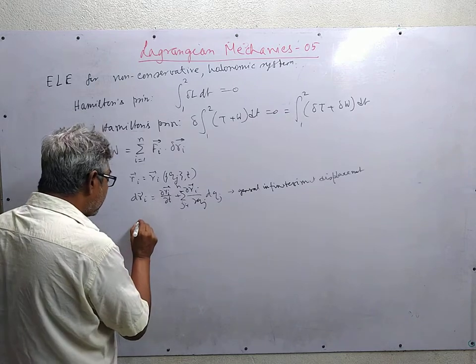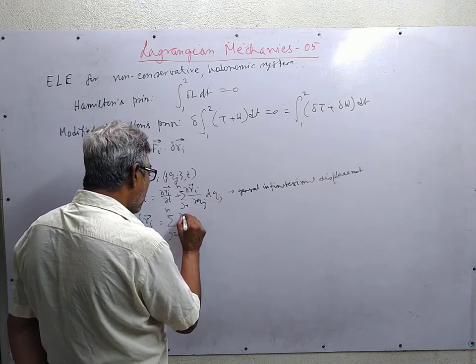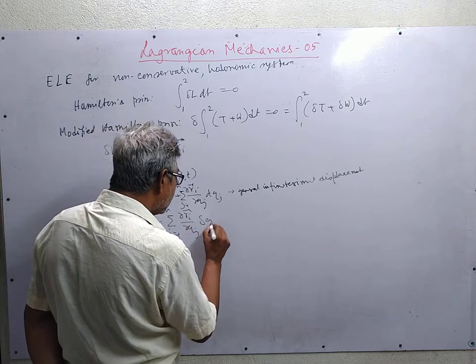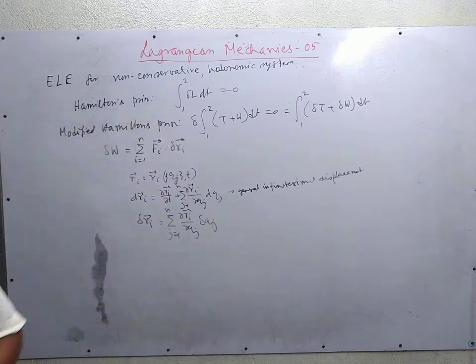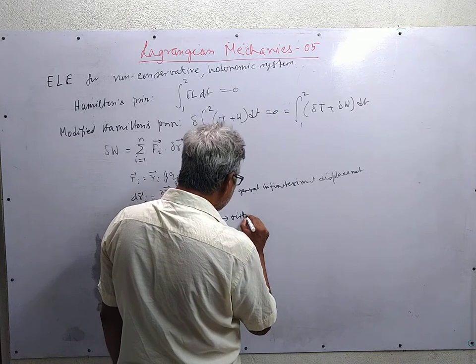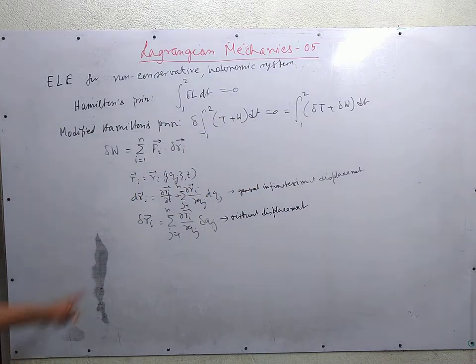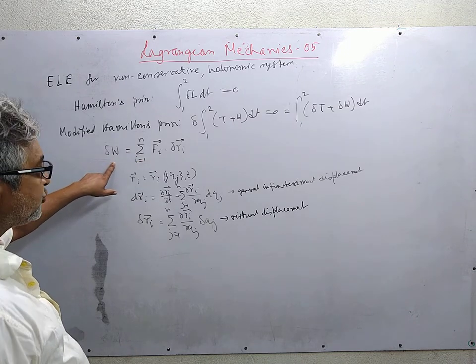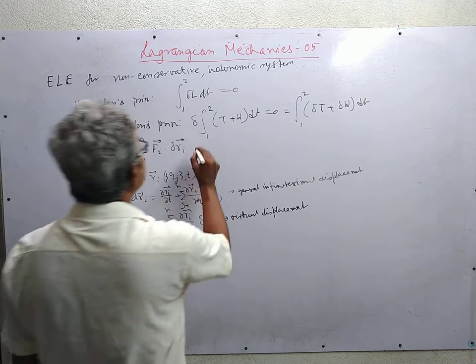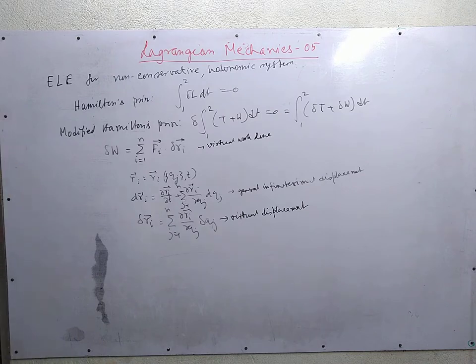For virtual displacement, we write delta Ri as the summation over j from 1 to n of del Ri del qj delta qj. Virtual displacements are such that they don't violate any condition imposed on the system, but they take place instantaneously, at a particular time. The corresponding work done is called the virtual work done by the applied force, that is, the work done by the applied force for a virtual displacement.